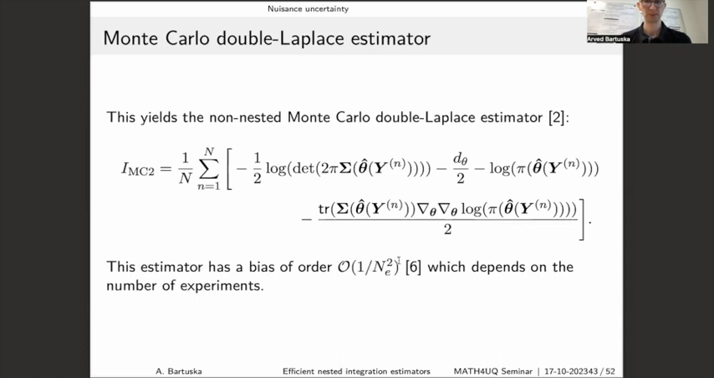And again, the problem is that the inner discretization bias we can usually get rid of by increasing the number of inner samples. We can usually not increase the number of experiments because it depends on external factors.